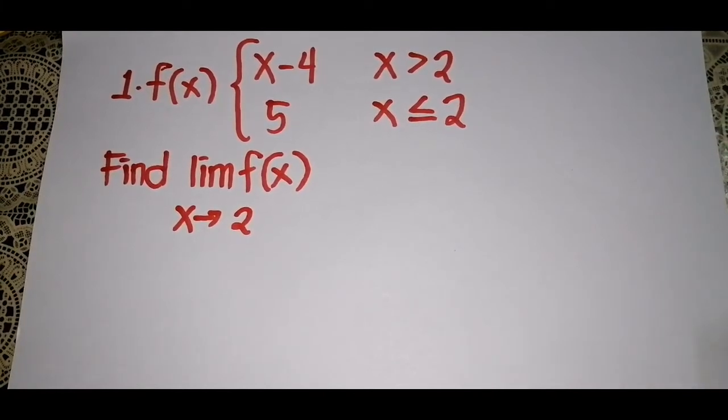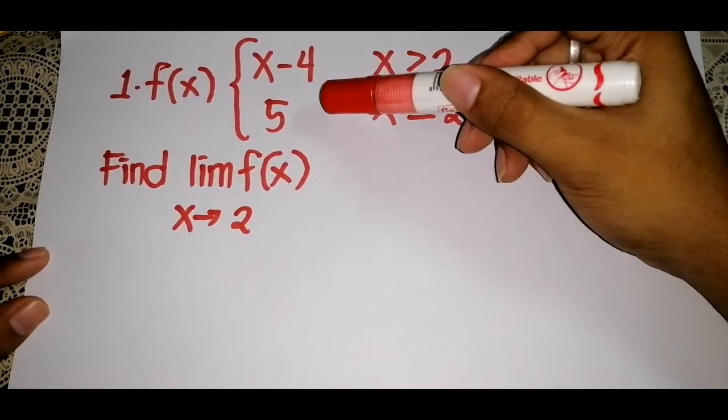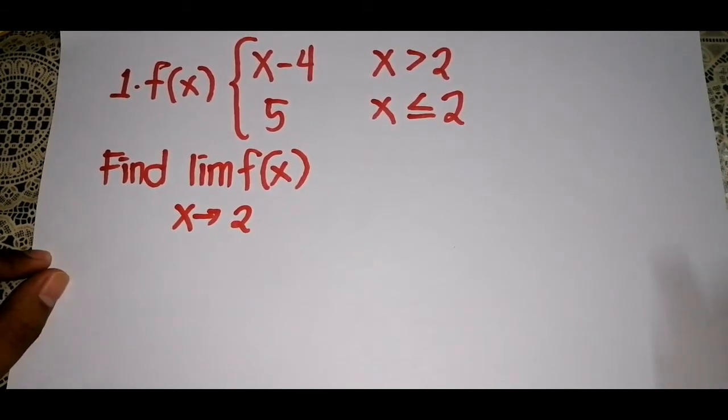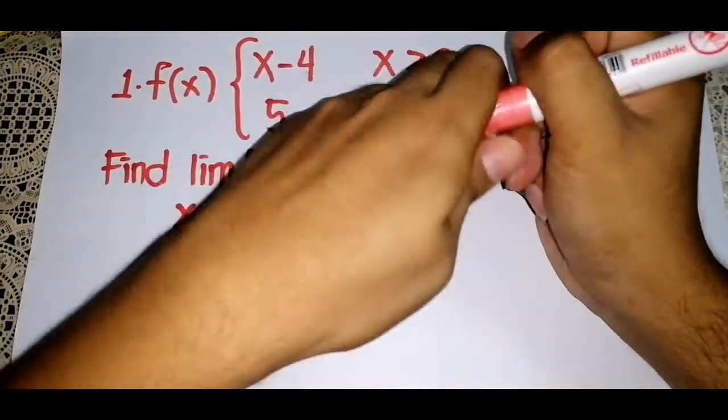Okay, so let us continue our discussion about limit. So this time, we will evaluate this function. Ang tawag sa function na to ay piecewise function. Find the limit of the functions x minus 4 when x is greater than 2 and 5 when x is less than or equal to 2 as x approaches 2.